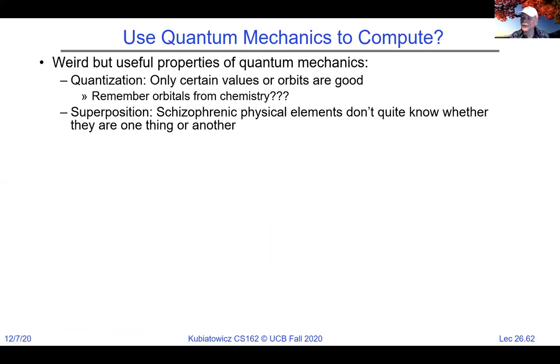What does it mean to use quantum mechanics to compute? It's basically using weird but useful properties of quantum mechanics, two of them: quantization and superposition. I don't know how many of you have taken a quantum mechanics class. If you remember from chemistry, you had the orbitals, right? Electrons were only allowed in certain rings, or spheres, actually, around atoms, and that was because of quantum mechanics. That's quantization. The electron could be at S equals zero or S equals one or S equals two, but nowhere in between.